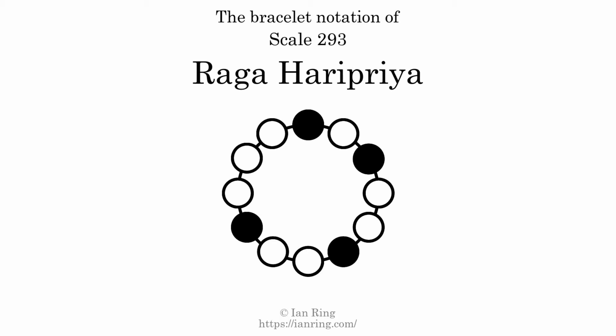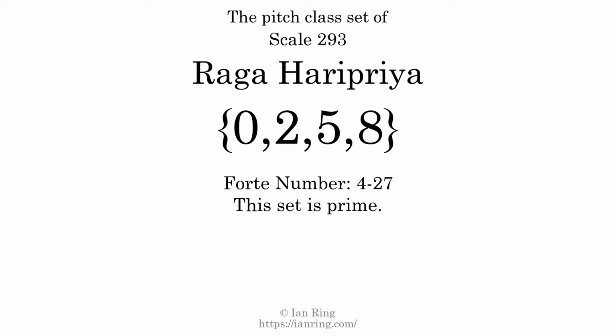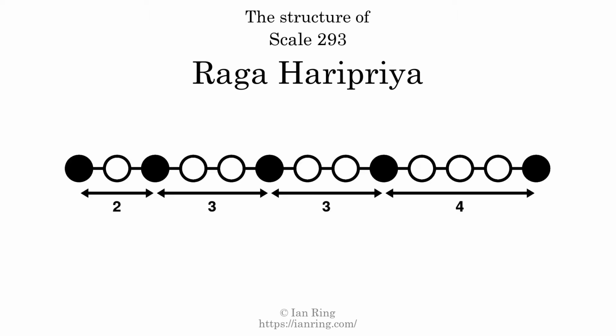This is a bracelet notation diagram of scale 293. The shaded circles represent tones that appear in the scale, and they are read clockwise, starting at the top. The pitch class set for this scale is 0, 2, 5, 8. The Forte class is 4-27. This set is prime. The structure of a scale is a description of the interval distance between each successive tone. This scale has a structure of 2, 3, 3, 4.